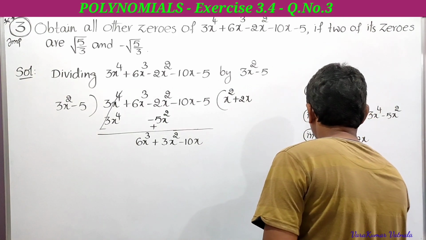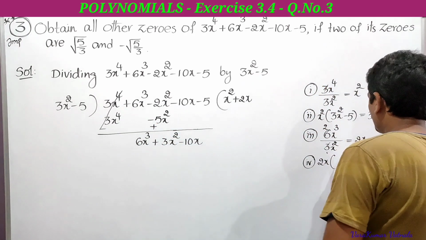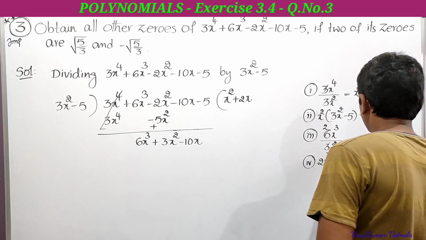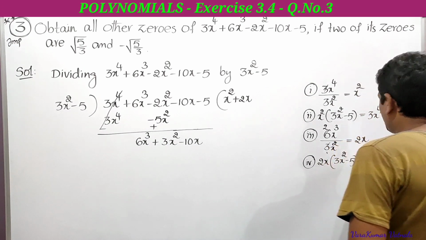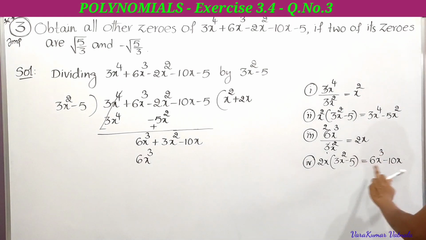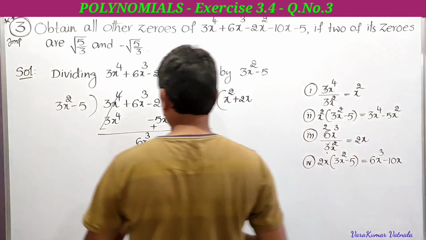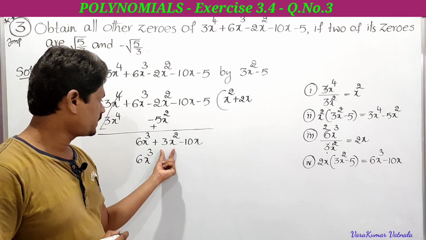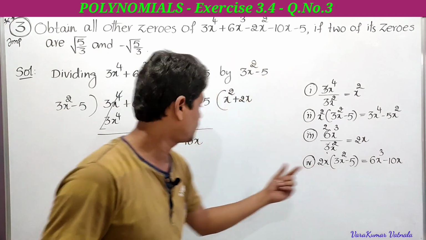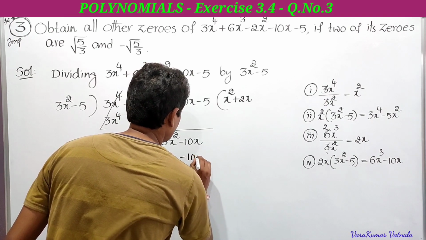So I am multiplying 2x into 3x square minus 5. 2x into 3x square is 6x cube. 2x into minus 5 is minus 10x. So here write 6x cube, leave this space for x square, there is no x square term here. Write minus 10x below the x term of dividend.